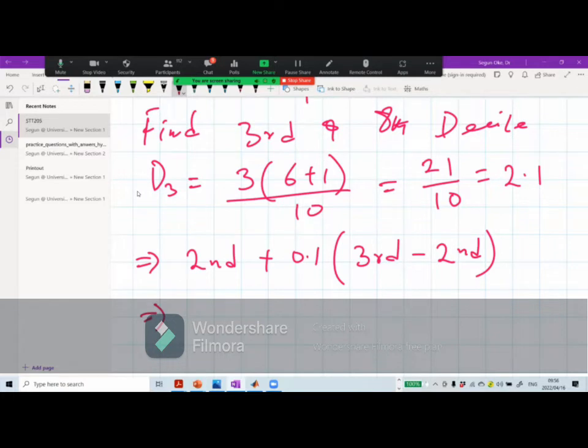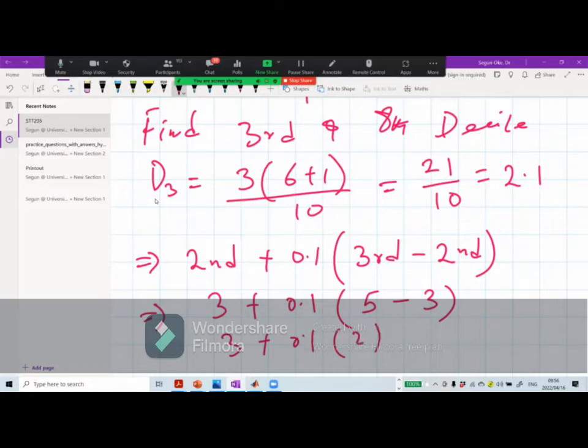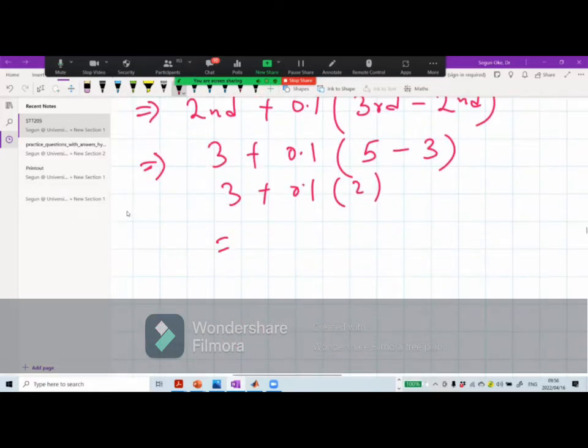What is the second data? 3 plus 0.1 in brackets. What is the third data? 5. Okay, so you have 3 plus 0.1 into 2. At the end of the day, you have what? 3.2. Can we do the D8 by ourselves now? Just make sure you do it by yourself. Don't copy anybody.